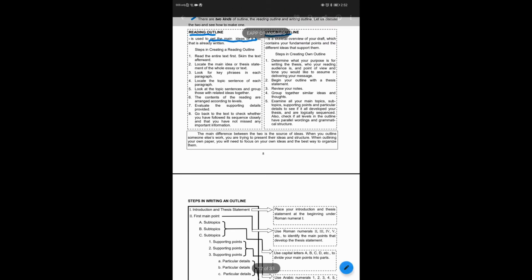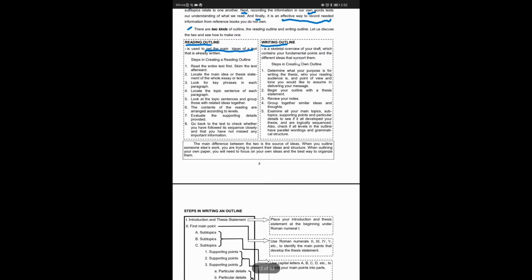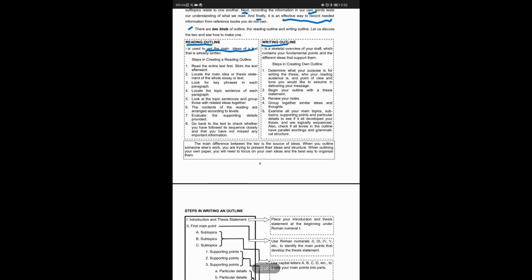7, evaluate the supporting details provided. And then 8, go back to the text. So after you organize that, of course, go back to the text. Check if you missed any information or if it's okay. Okay?